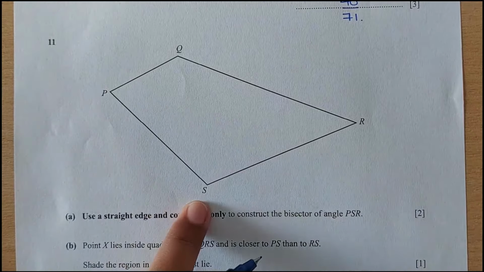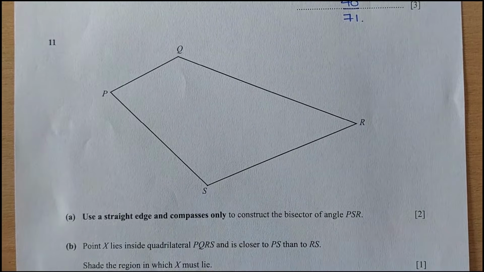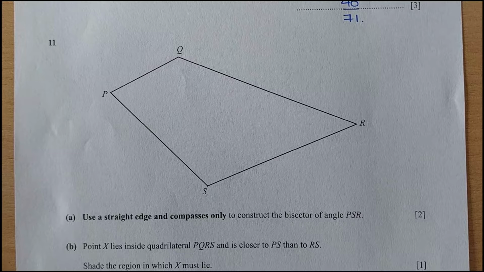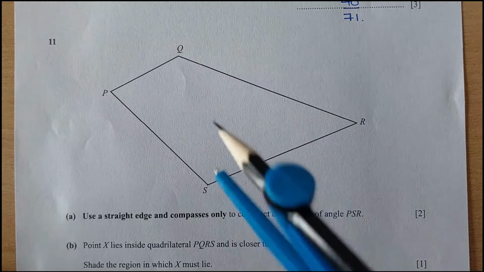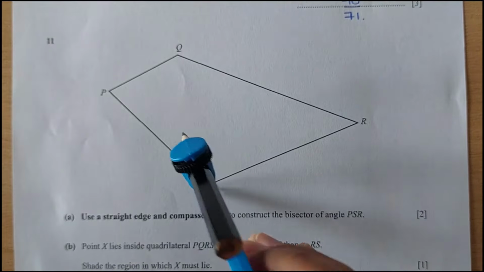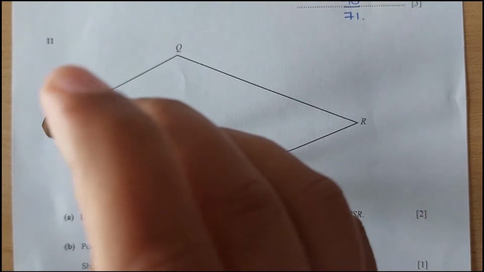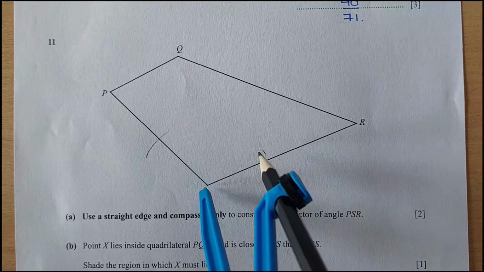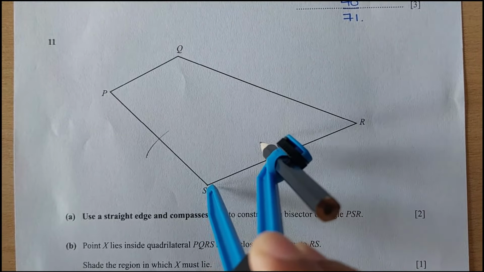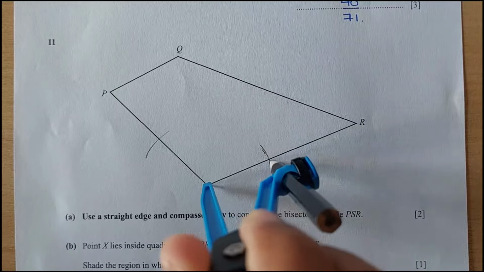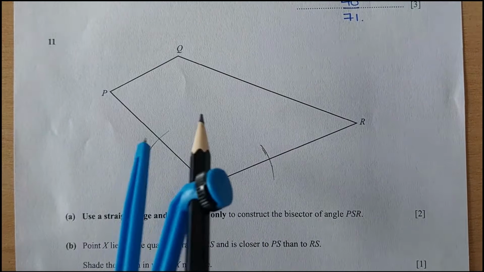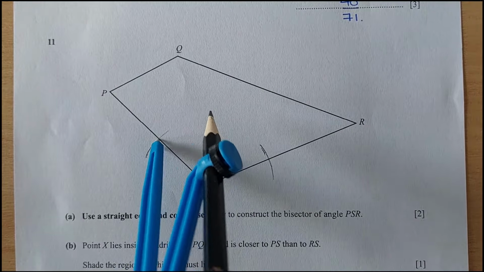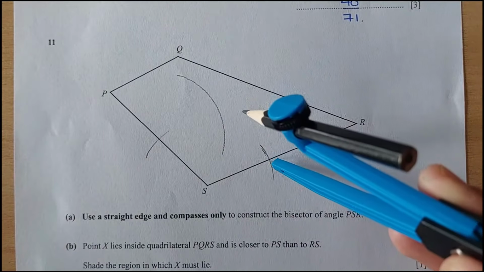PSR. So PSR, we need to find the angle bisector for the angle S. So for this, we need the compass. We need to put it on S and cut PS, and same cut RS. Right. And again, we need to put on the first arc and draw another one. Same case, put on the second one and draw another one.